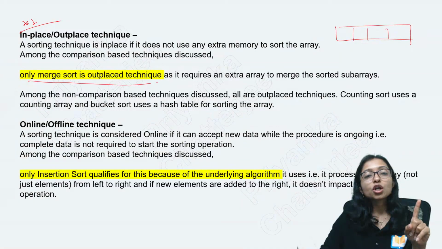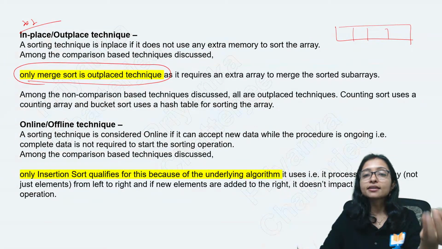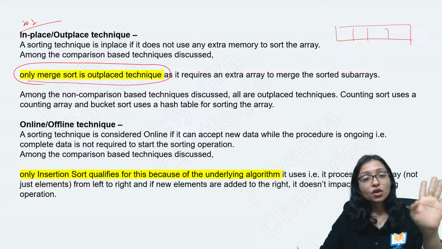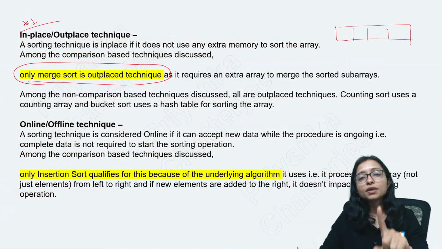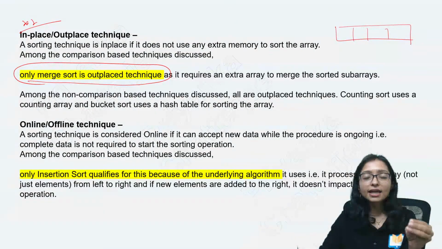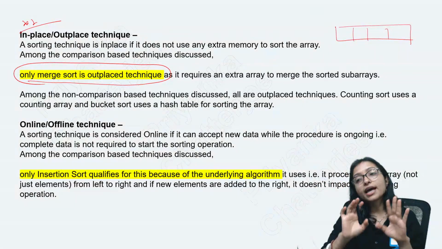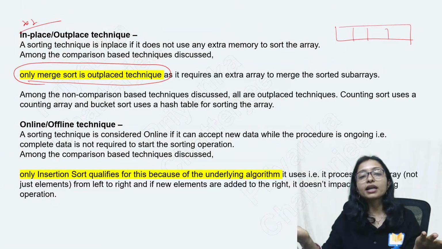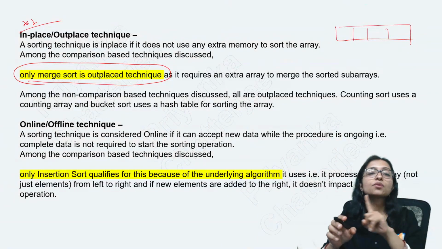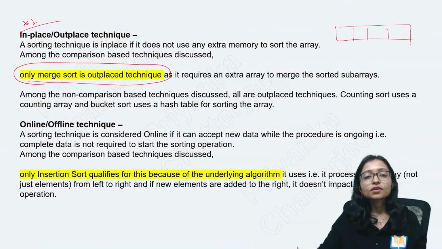Merge sort is always an out of place technique. Other than that, everyone is in place. Only merge sort is out of place because at the time of sorting it is dividing the array into two parts. That's why it requires a separate array, separate space. That's why it is not an in place algorithm.